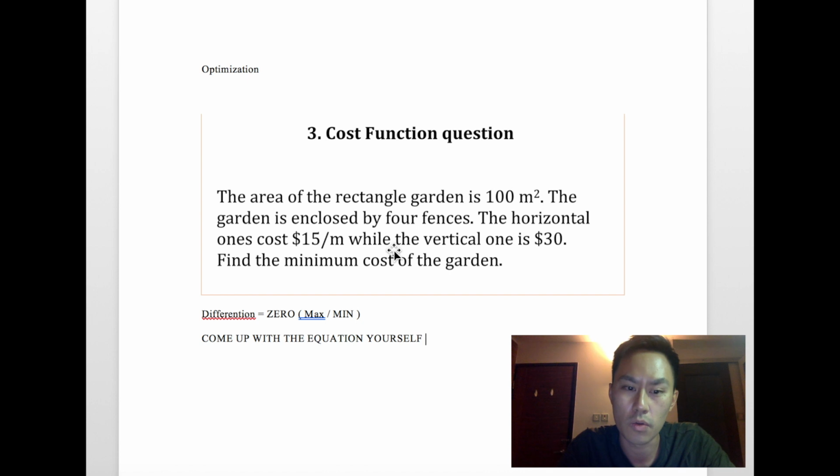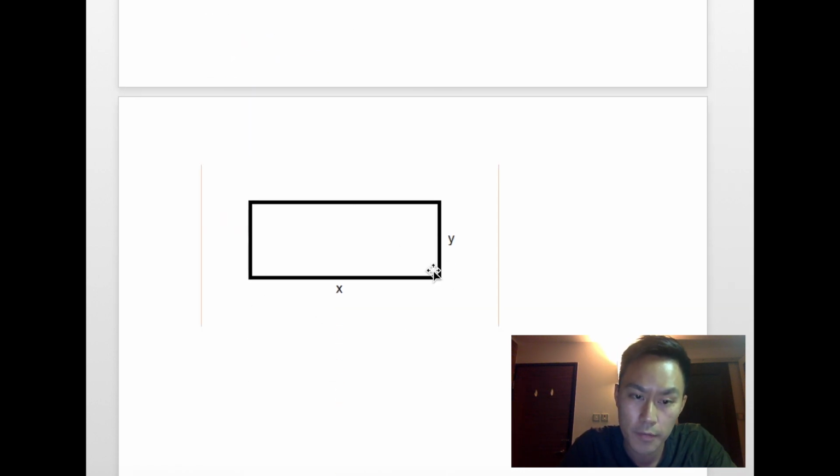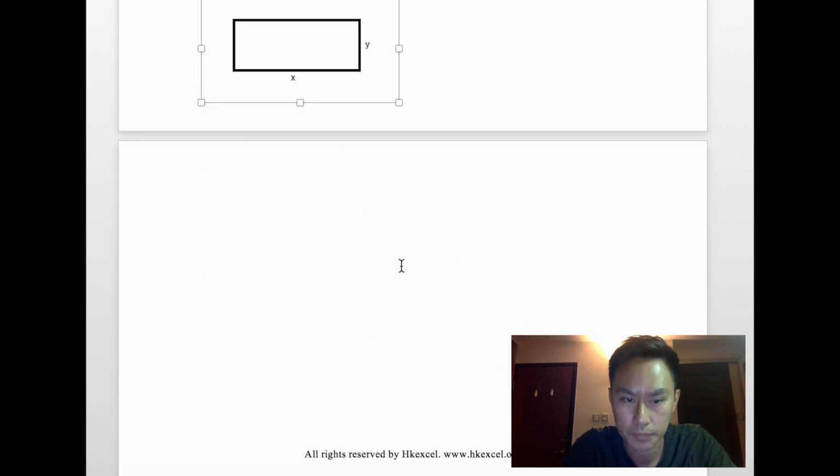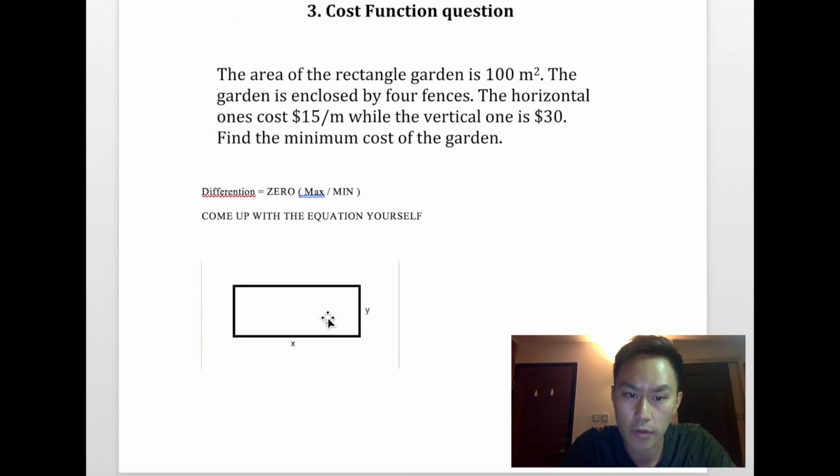Okay, so what I mean is that you have to draw the diagram right here, which I've shown you right now. So you have the rectangle, and then let the horizontal be x and the vertical be y. Or the other way around, it doesn't matter, as long as you can solve the equation. So now we have the diagram right here.